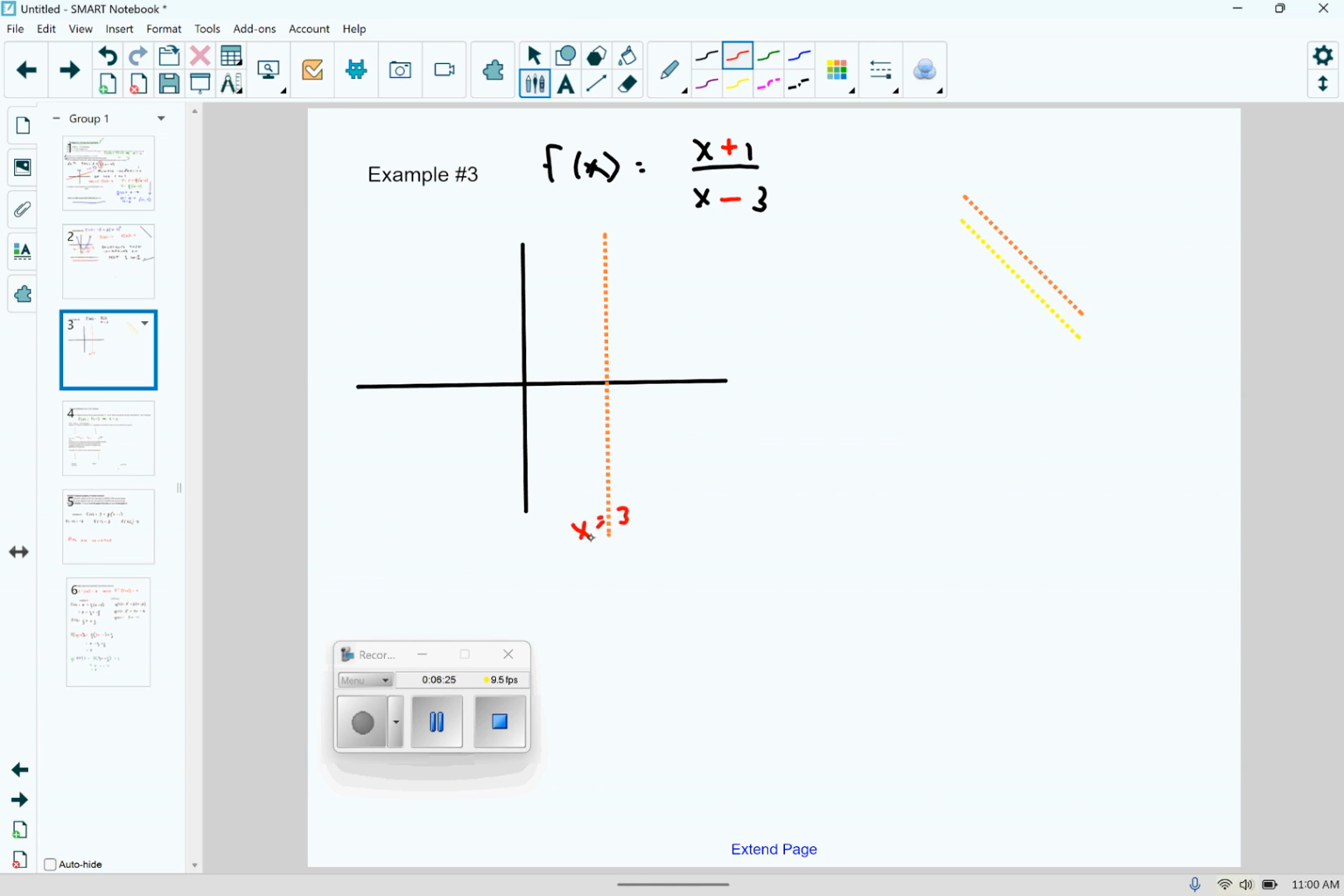This guy has a horizontal asymptote. If I put in a billion or negative a billion, it has a horizontal asymptote at 1. So this value here is y equals 1. And I notice that this thing crosses the x-axis at -1, because that's where the top is 0 and the bottom is not. So I'm going to put this point right here, -1.